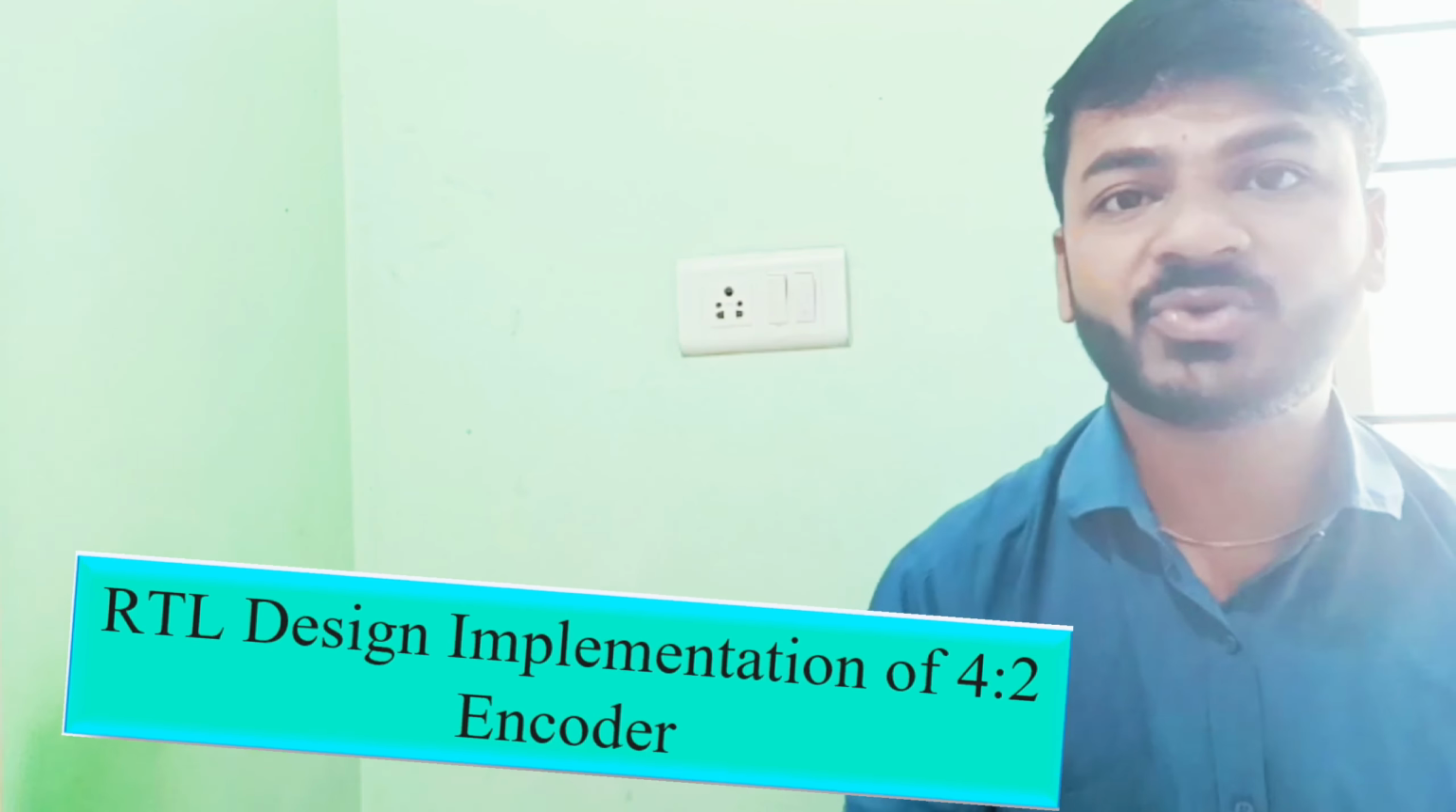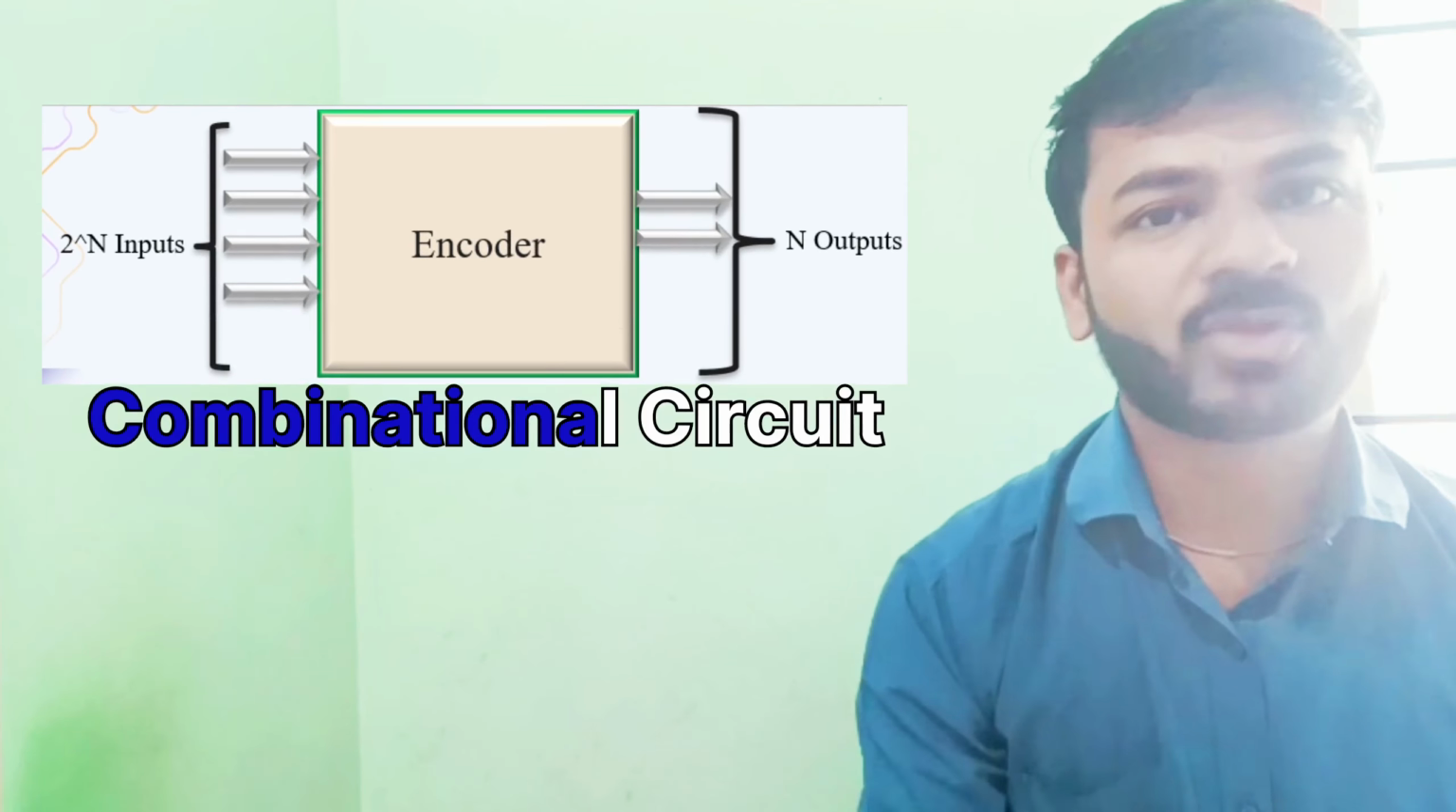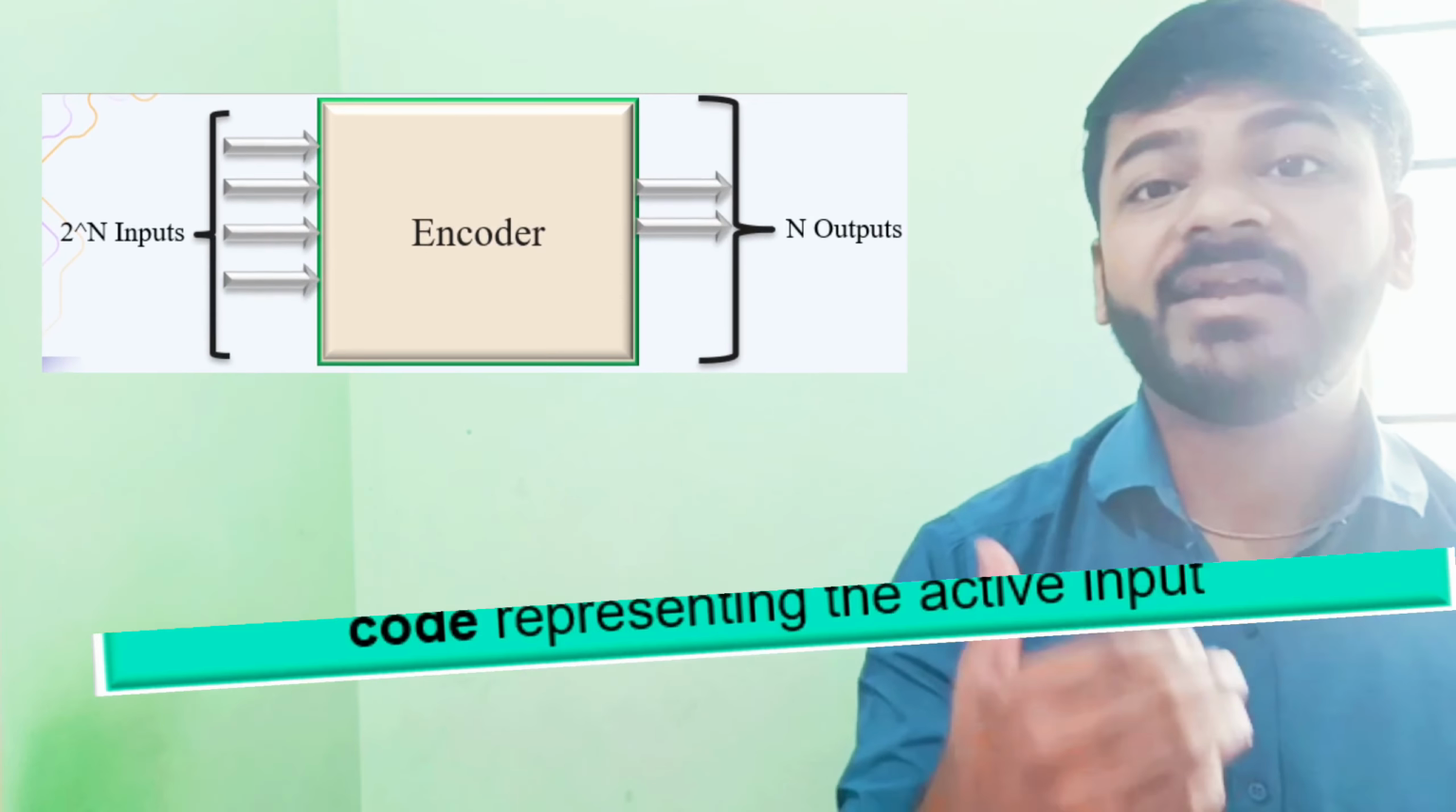So basically in today's video we are going to discuss the encoder, and also we are going to implement the RTL design of a 4:2 encoder by using System Verilog. If I talk about the working and functionality of an encoder, it is a combinational circuit and it converts one of the many input lines into the binary code which represents one active input at a time.